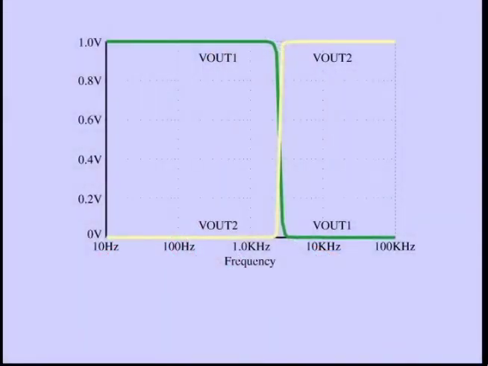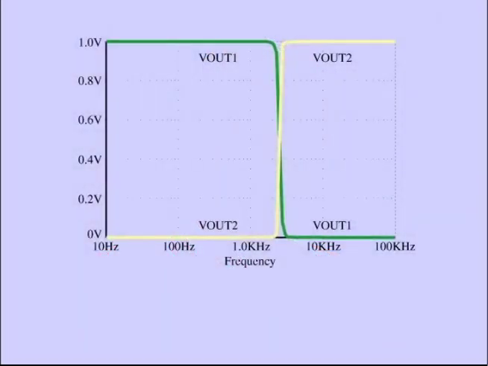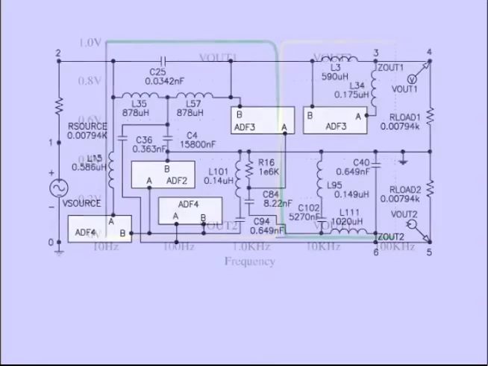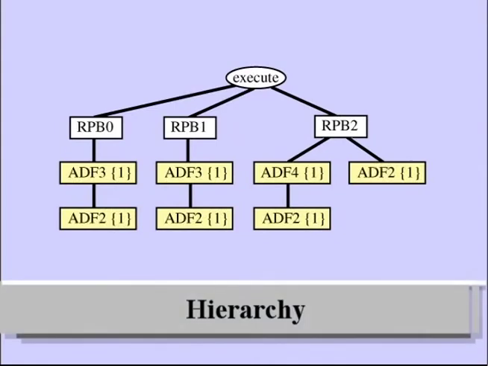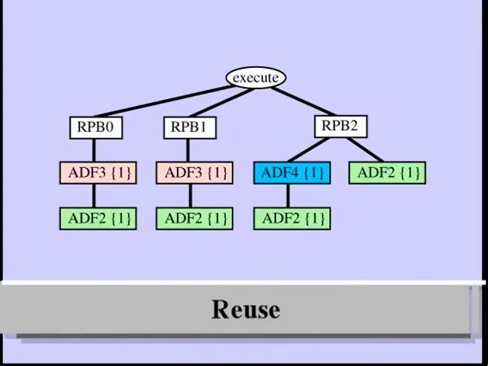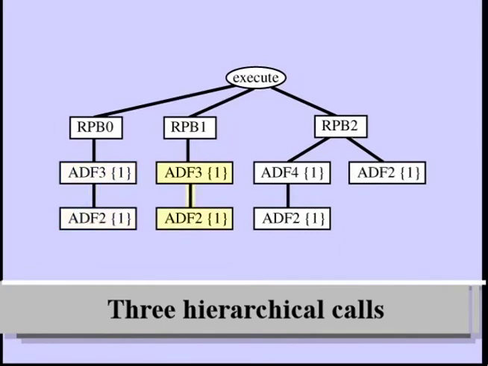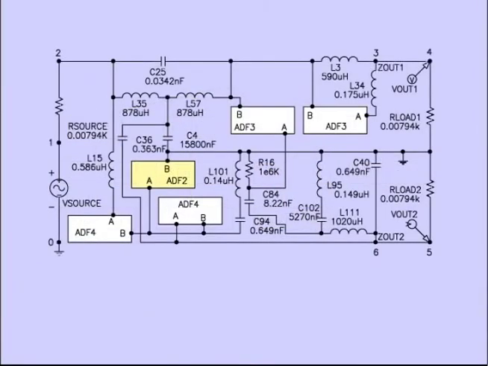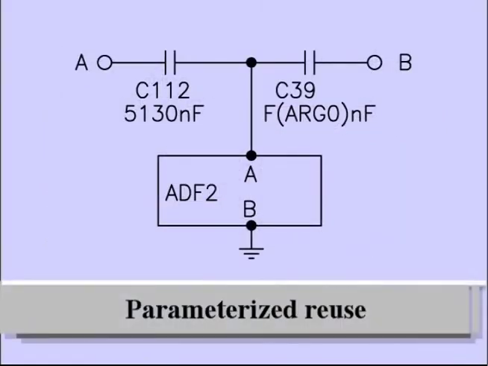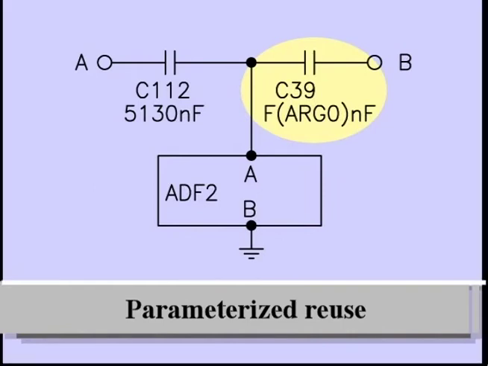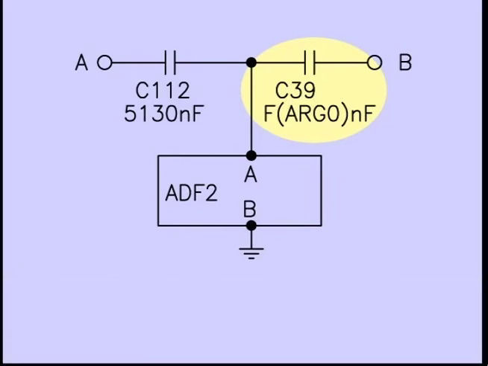For example, when genetic programming synthesized a crossover filter using the architecture-altering operations, the evolved circuit was generated from a hierarchy of 7 subroutines, including 3 different subroutines, and 3 instances of one subroutine hierarchically calling another subroutine. Inside subroutine ADF3, the dummy variable, arg0, receives the component value for the capacitor from the outside of ADF3. Note that ADF3 hierarchically calls ADF2.